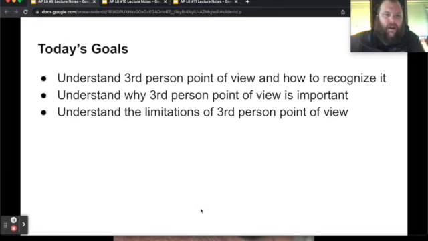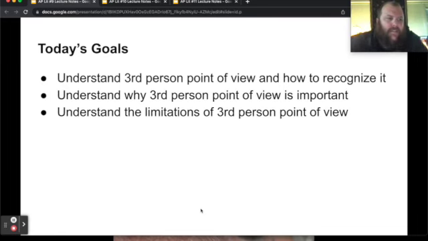Today, our goals, there are 3 of them. We want to understand third-person point of view, how to recognize it. We need to understand why third-person point of view is important, and we want to understand the limitations of third-person point of view. So just like first-person, there are strengths, there are benefits to using a particular point of view. There are always going to be some limitations, and those limitations will really help you think through literature in new and interesting ways. And so those are our goals for today.